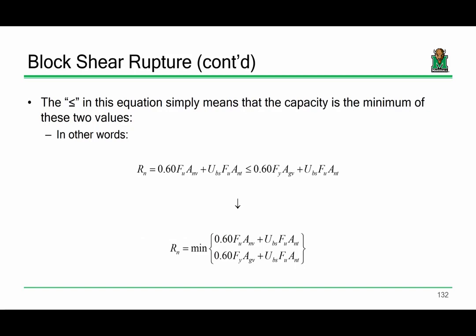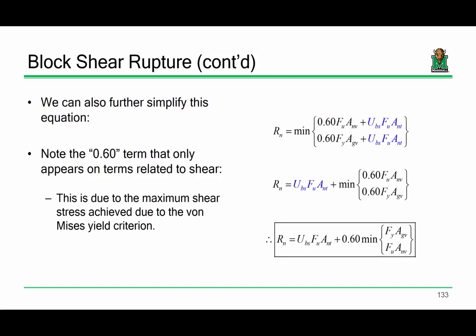Remember, I mentioned this last time, whenever you have a spec equation that says a pile of junk less than or equal to another pile of junk, that's basically the spec's way of saying it's the minimum of those two quantities. What I can do is simplify those a bit by factoring out everything that's common. And so I get the expression that's in the box. Basically that's the tensile capacity plus 0.6 times the minimum of these two shear capacities.